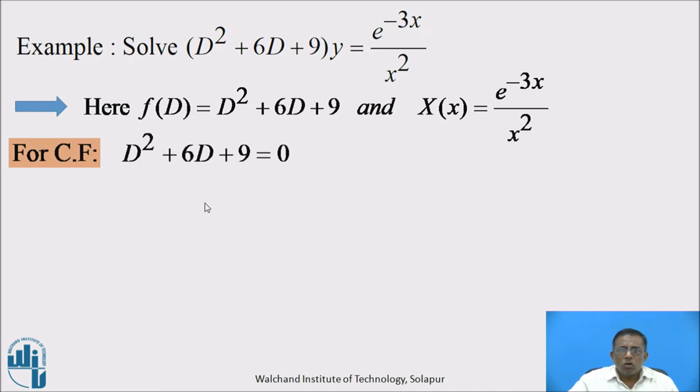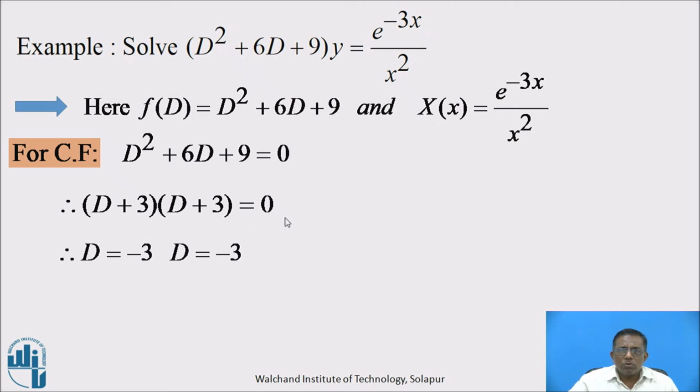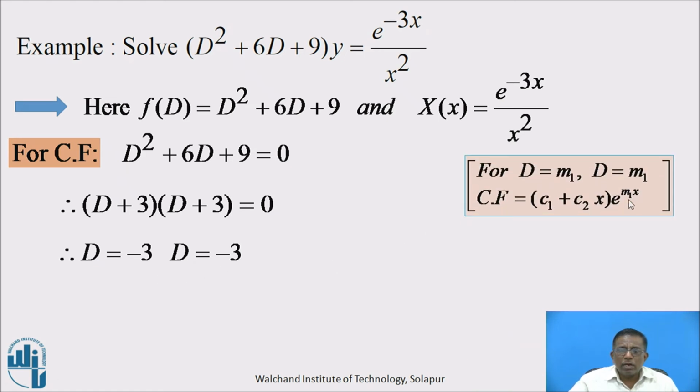For CF, the auxiliary equation is D squared plus 6D plus 9 equals 0. Solve it for D. Here the factors are (D plus 3) squared equals 0. Equating each factor to 0, we get D equals minus 3 and D equals minus 3. Two roots, both are real and equal. When two roots are equal and real, CF will be (c1 plus c2 x) e raised to m1 x. Here m1 means minus 3, so CF equals (c1 plus c2 x) e raised to minus 3x will be the complementary function.